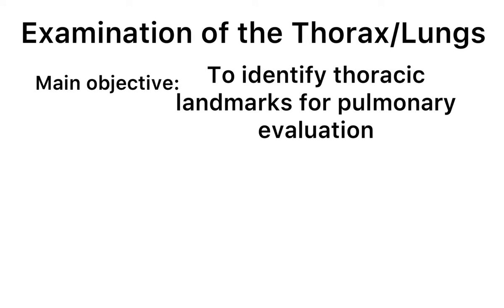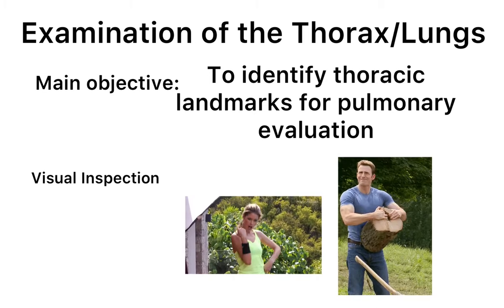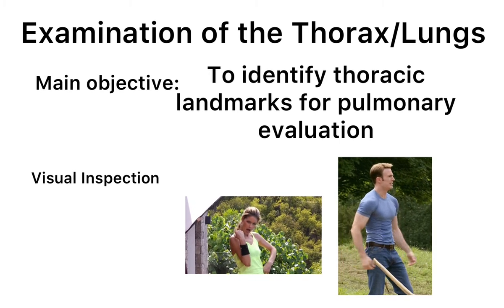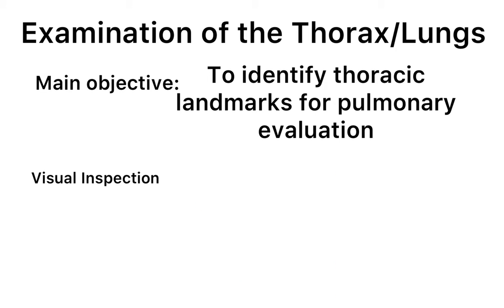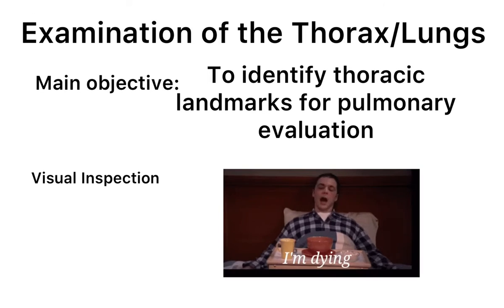This video aims to identify thoracic landmarks for pulmonary evaluation, examination of the anterior and posterior thorax using visual inspection. This is the first step of the examination and a very important part of the exam, since many abnormalities can be detected by merely inspecting the thorax as the patient is breathing. In this video, the examiner will assess a healthy patient, but keep in mind that other patients may have the same normal findings or may display normal variations or abnormal findings.